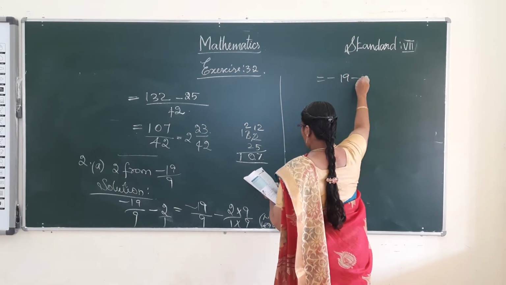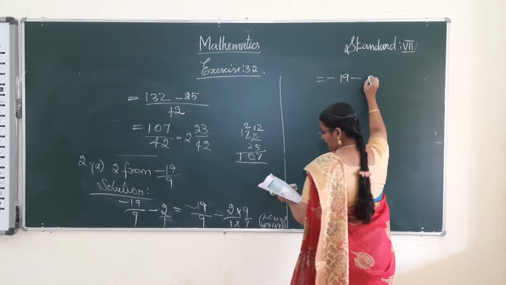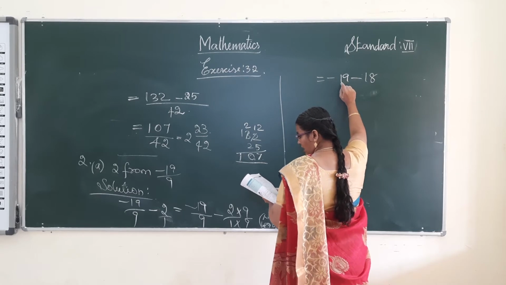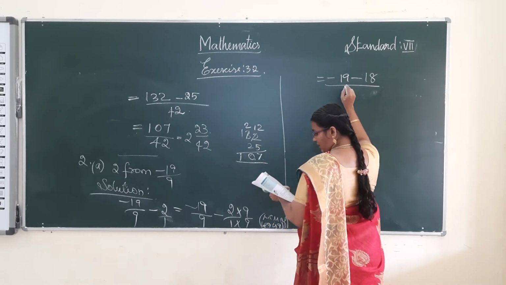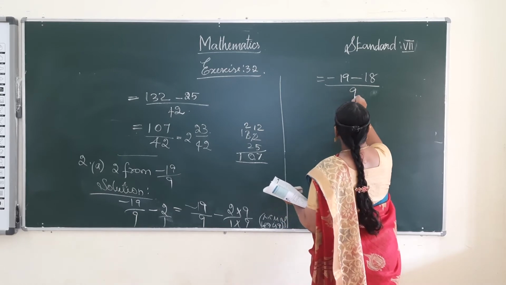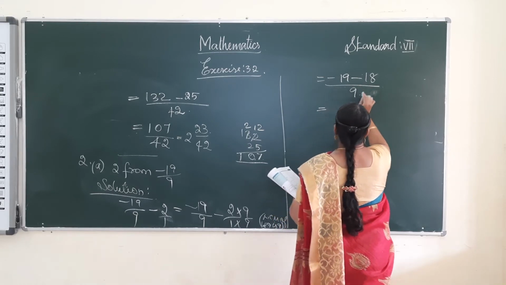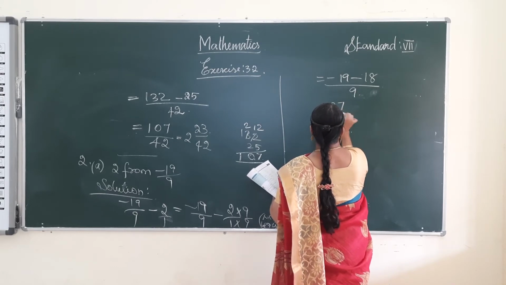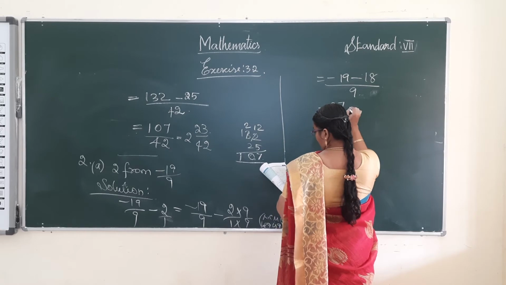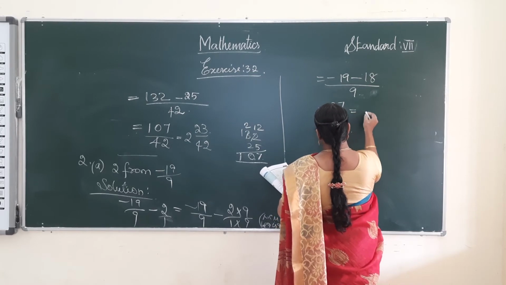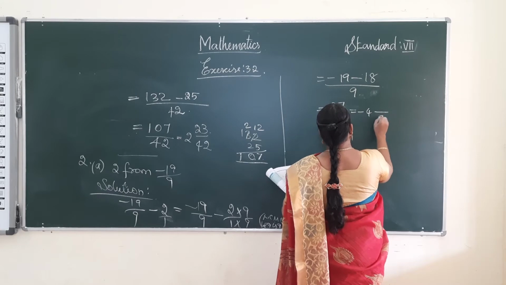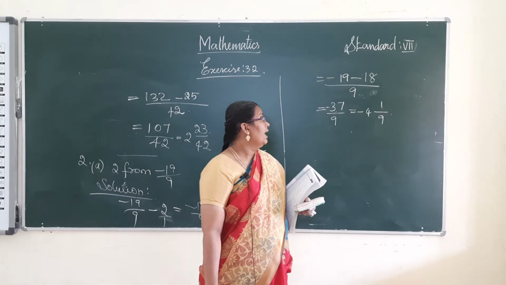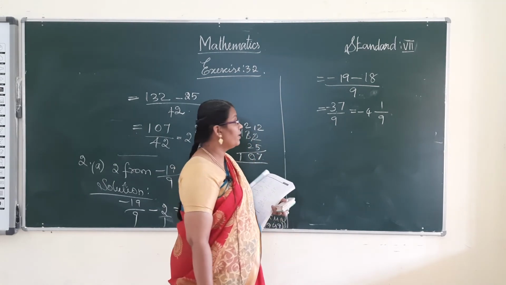Minus 19 minus 9 2s are 18. Both have negative signs, so add these two values: minus 37 by 9. It can be written as minus 4 1 by 9. 9 4s are 36, 36 plus 1 is 37. So minus 4 1 by 9 is the answer.